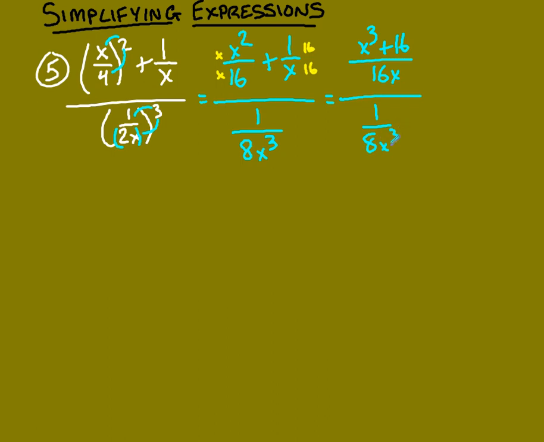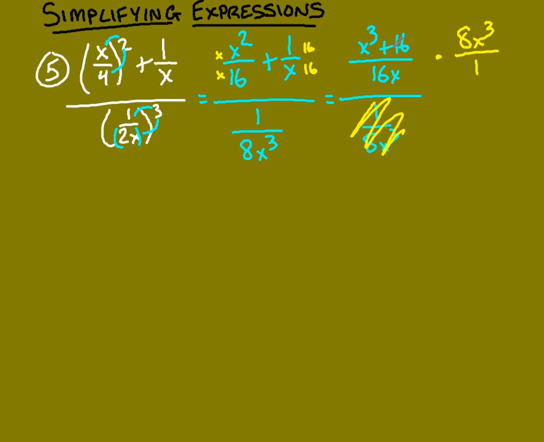Now, how do we divide fractions? Well, like we've done many times, we're going to flip and multiply. So I'm going to rewrite this, instead of dividing by 1 over 8x cubed, multiplied by the flip of that, the reciprocal, 8x cubed over 1. Okay, and now I can just try to simplify it if I can.